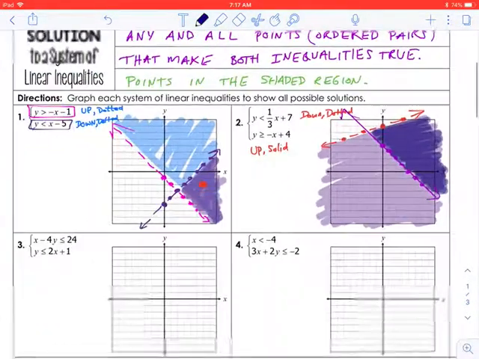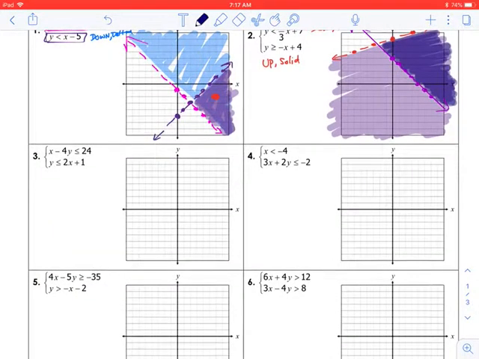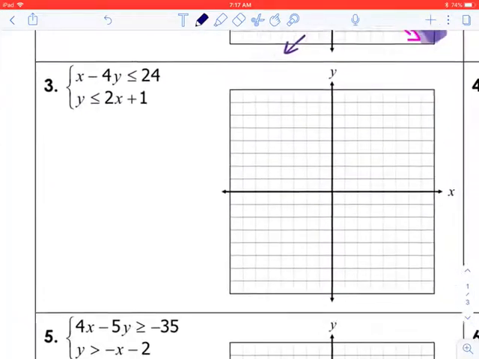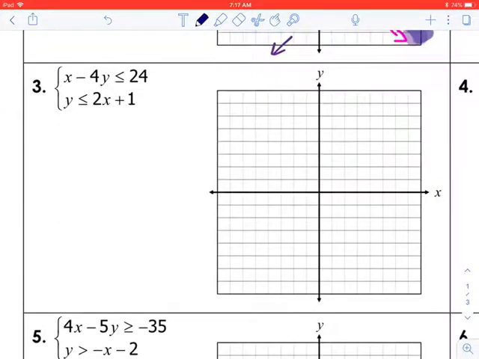So let's look at number 3 and 4, and then we'll be done. So number 3 and 4, we have to kind of solve for y first. So the first equation, I've got to subtract x first, get y by itself. So negative 4y less than or equal to 24 minus x.